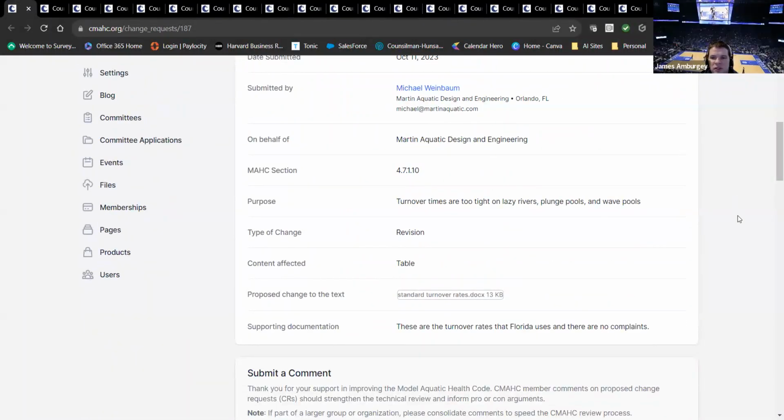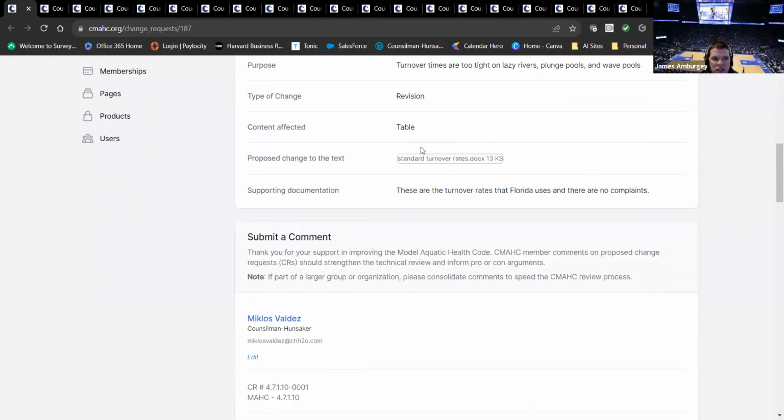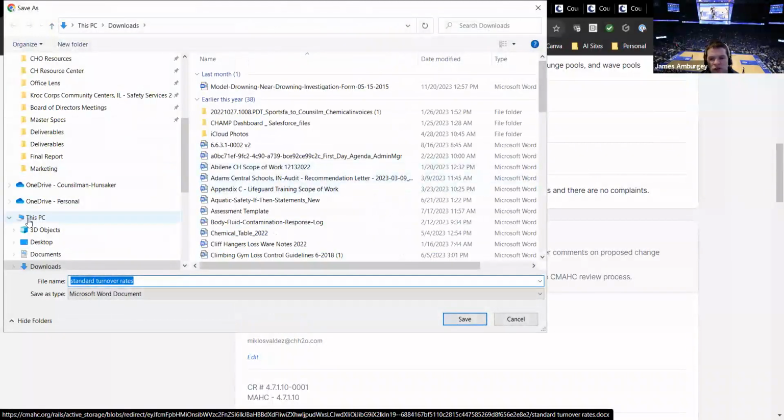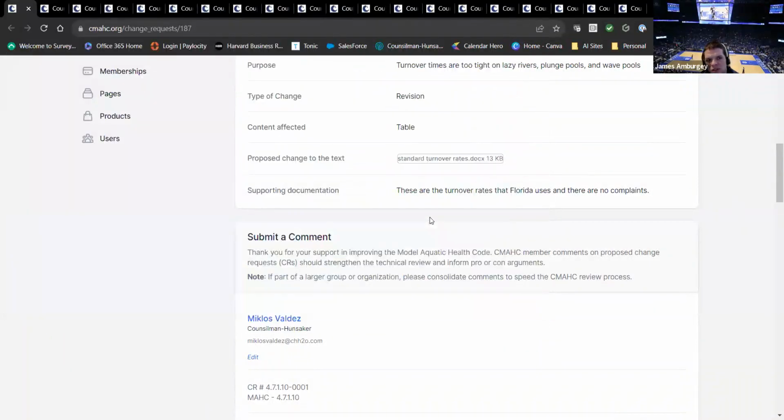Yeah, so Michael submitted a revised turnover table here, and he's basically said that lazy rivers should go from 2 to 3 hours, wave pools should go from 2 to 3 hours, and plunge pools should go from 1 to 2 hours. So basically, just relaxing the current MAC turnover table for lazy rivers, wave pools, and plunge pools, each by 1 hour. The justification or rationale is that that's what we do in Florida. So basically just trying to make the MAC match what Florida currently is doing.